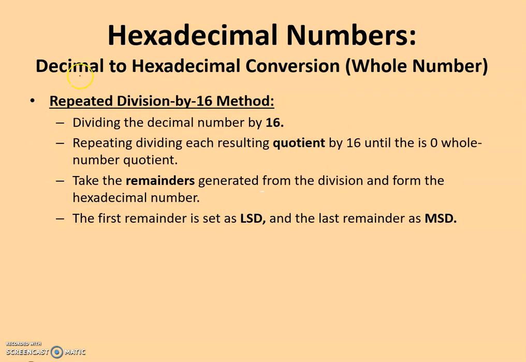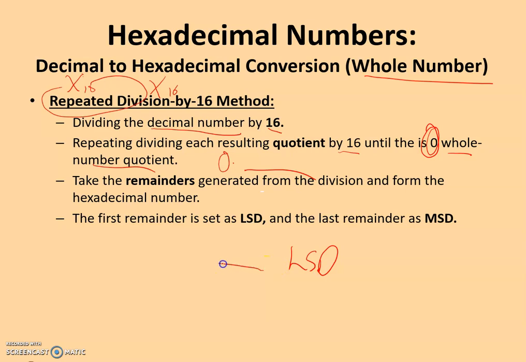Next, we go to the conversion of decimal numbers to hexadecimal numbers, for whole numbers first. How do we actually do it? We do it by repeated division. We divide the decimal number by 16, and we divide each resulting quotient by 16 until we get a 0 whole number quotient, for example 0 point something. Take the remainders generated from the division to form the hexadecimal number. The first remainder is the least significant digit, and the last one will be the most significant digit.